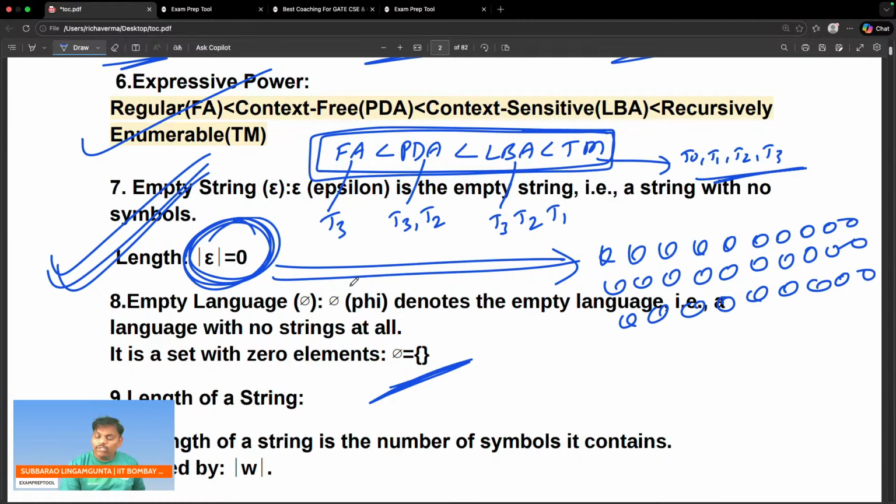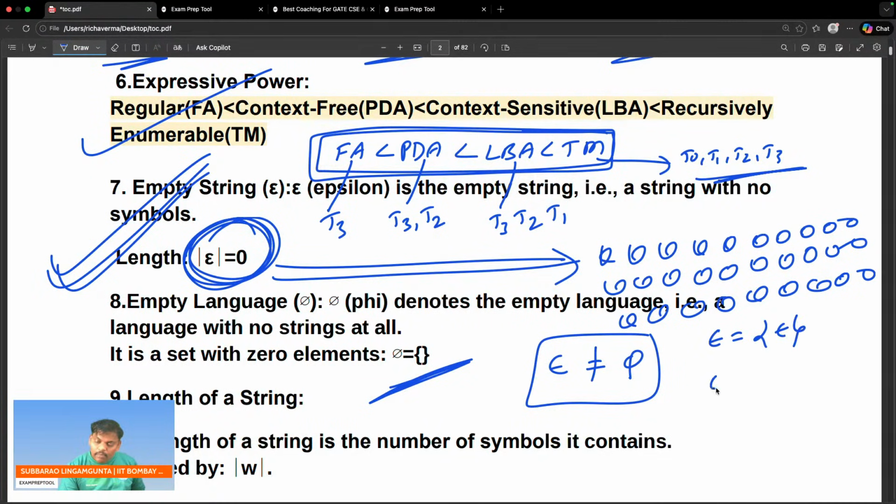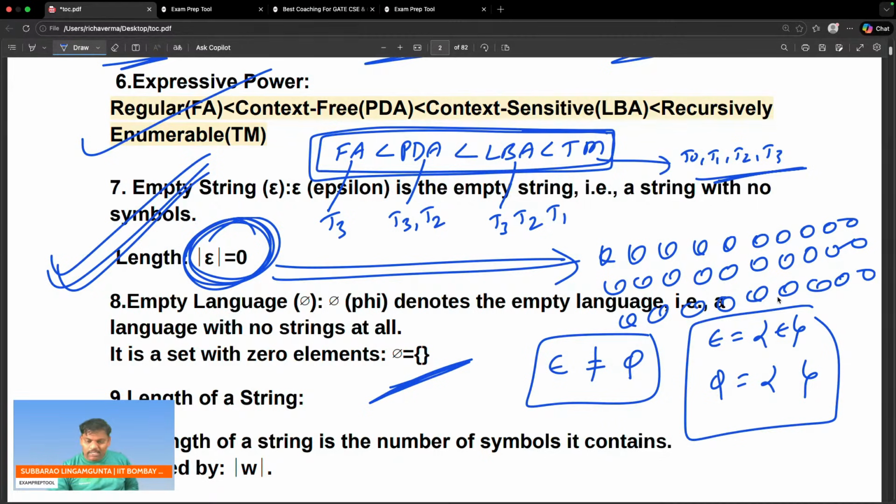So remember, these two are not the same. Epsilon and phi are not the same. Epsilon means like this, right? Phi means like this. There is a difference between both of them. Try to understand this. So this is also completed. Empty language also came.